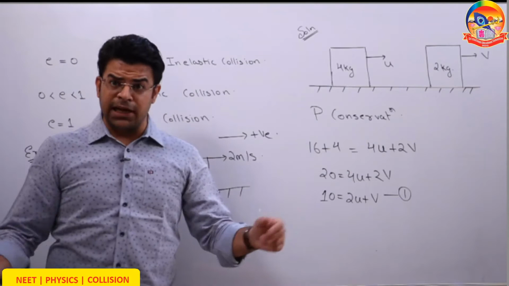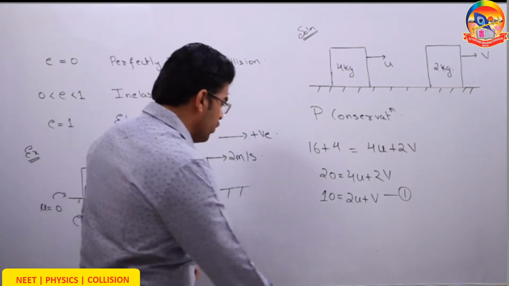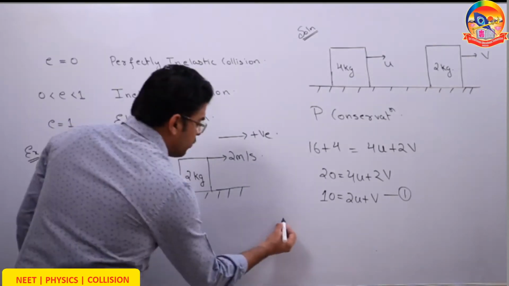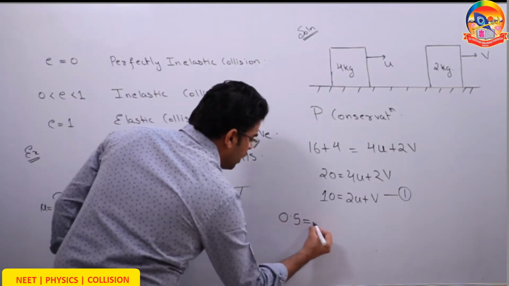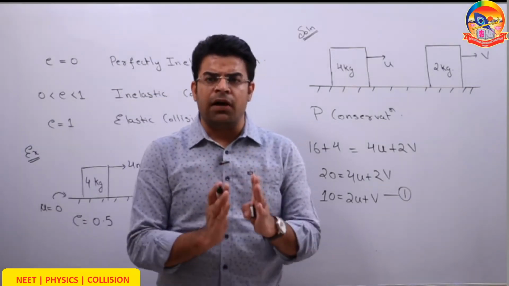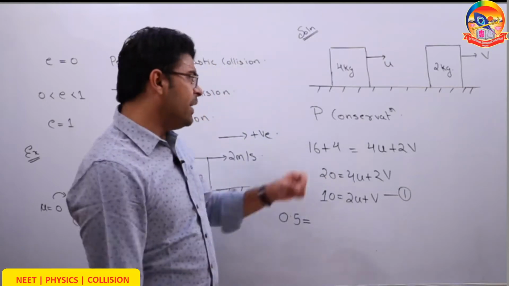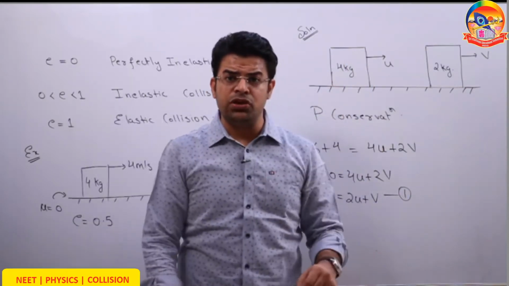Now we can write the second equation. The second equation is the equation of coefficient of restitution. We know that coefficient of restitution equals velocity of separation upon velocity of approach. Definitely the bodies separate after the collision. But how to write the velocity of separation? Should I write v minus u? Should I write v plus u? Should I write u minus v?